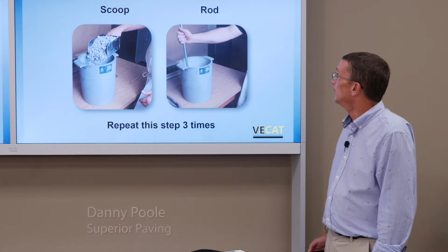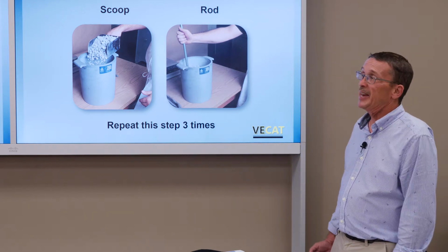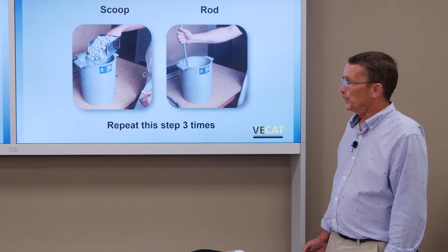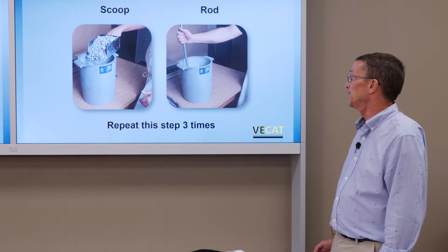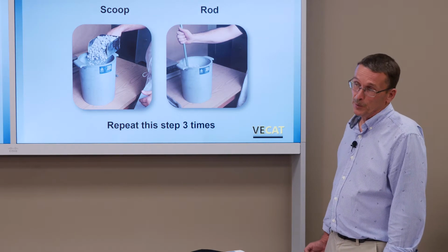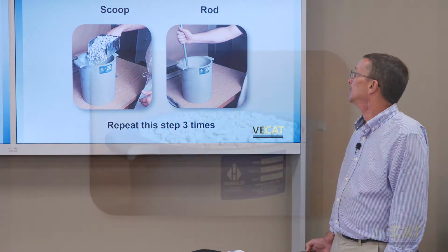of that measure. So you're going to get your rod, and you're going to rod it without hitting the bottom of that container 25 times. And you're going to repeat this step 3 times. The second layer, to do it 25 times, you don't want to penetrate the first layer.